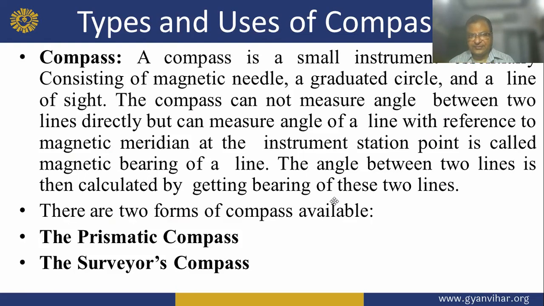Now, type and use of compass. A compass is a small instrument, essentially consisting of a magnetic needle, a graduated circle, and a line of sight. The compass cannot measure the angle between two lines directly, but can measure the angle of a line with reference to the magnetic direction at the instrument station point, which is called the magnetic bearing of a line. The angle between two lines is then calculated from the bearings of the two lines. There are two forms of compass available: the prismatic compass and the surveyor's compass.